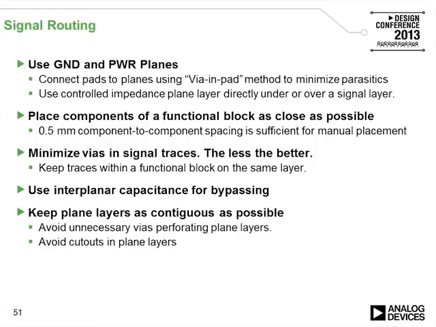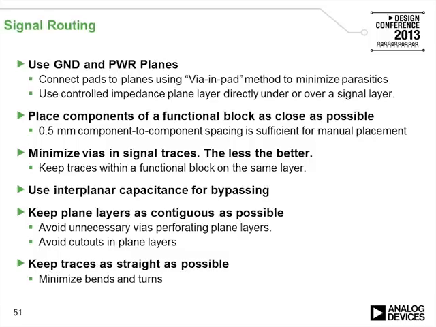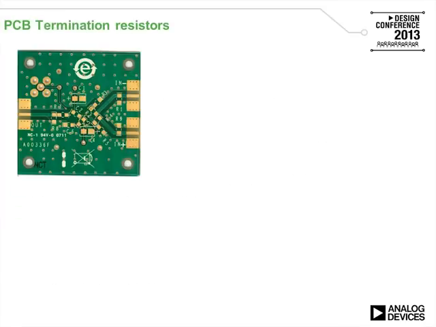Keep plane layers as contiguous as possible. Should avoid unnecessary vias perforating plane layers. Avoid cutouts in the plane layers for best performance. Keep traces as straight as possible, minimize bends and turns. That reduces board space requirements.